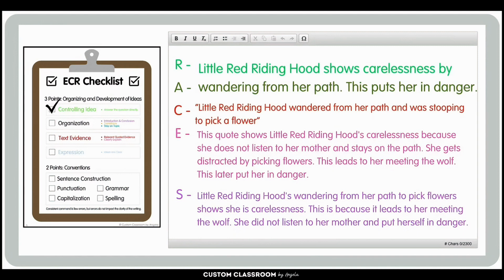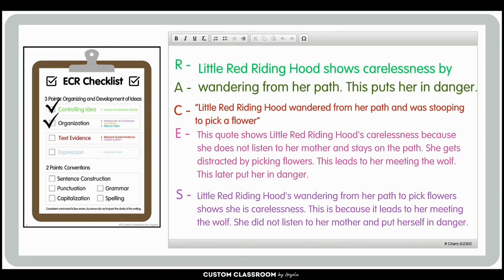First, I'm going to make sure I restate the question and clearly answer it. So my prompt says, explain how Little Red Riding Hood shows carelessness throughout the story. So my answer says, Little Red Riding Hood shows carelessness by wandering from her path. And I realized, okay, well, I need to add a little bit more to that. So I added, this puts her in danger. So now I'm going to go on to the organizational piece.